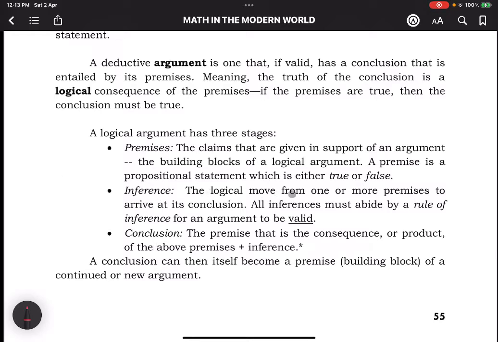Inference, the logical move from one or more premises to arrive at its conclusion. All inferences must abide by a rule of inference for an argument to be valid. Ito na yung ating parang analysis of those statements or premises. And then yung ating result, conclusion, evaluation: the premise that is the consequence or product of the above premises plus the inference. A conclusion can then itself become a premise, a building block of a continued or new argument.